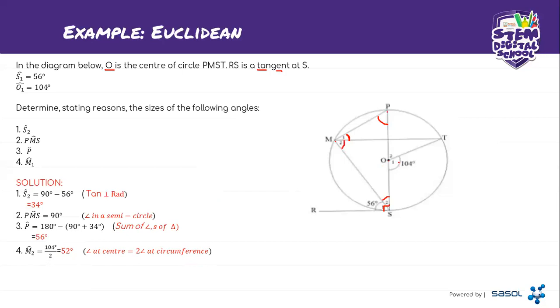We can see that this angle here at the center, which is 104, is twice this angle M2. Hence we have to divide by 2 to get half of that angle, which is 52 degrees. The reason, of course, is angle at center is equal to 2 times the angle at circumference. All right, but we haven't answered the question. Remember, we are looking for angle M1.